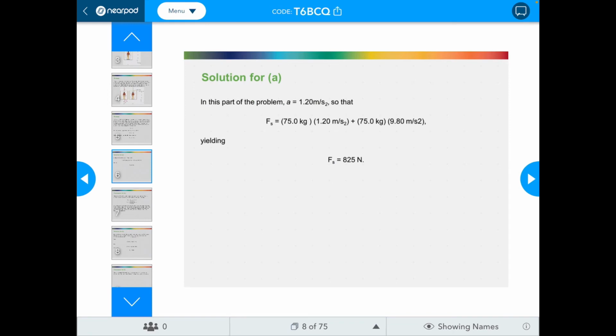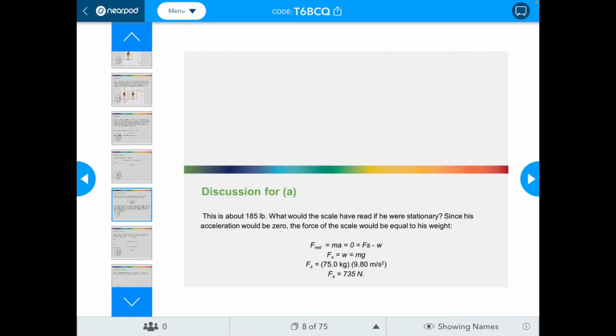So multiplying all that together, we just multiply his mass times gravity and, well, they really messed up the exponent there on this twice. It's interesting for the acceleration. Anyway, so 75 times 1.2 for the acceleration that it's moving with, and then 75 times 9.8 for the weight portion of it. Combining that together gives you 825.